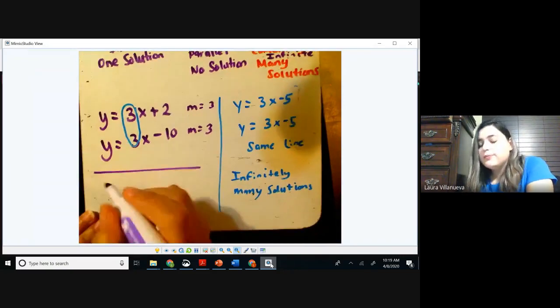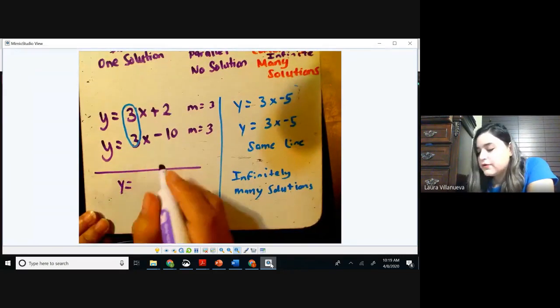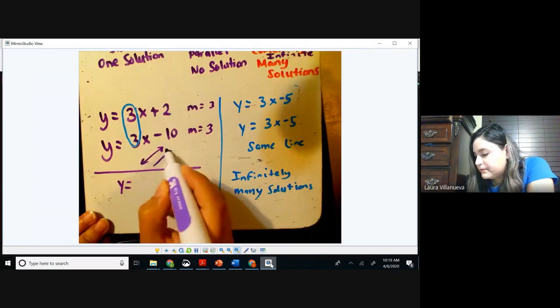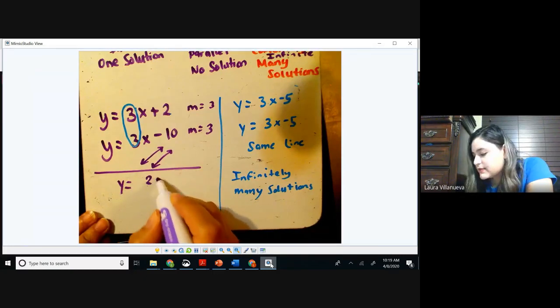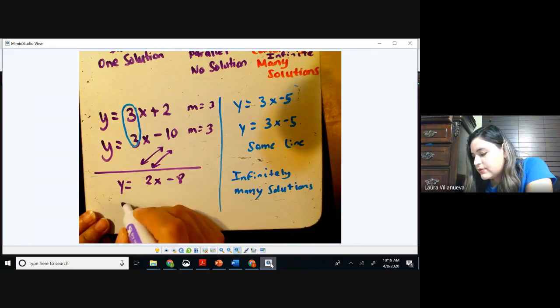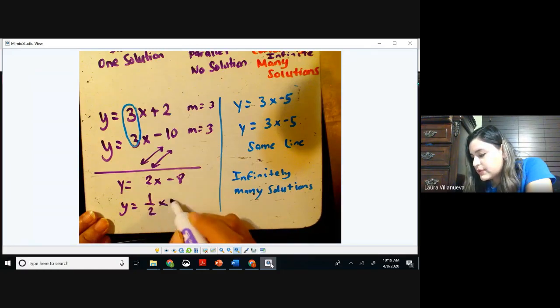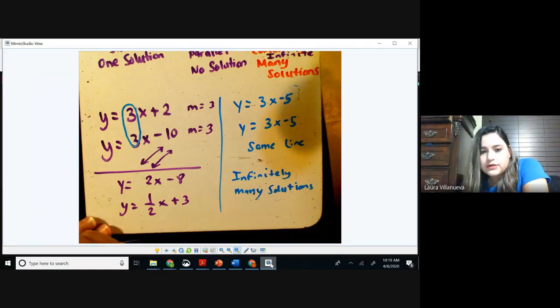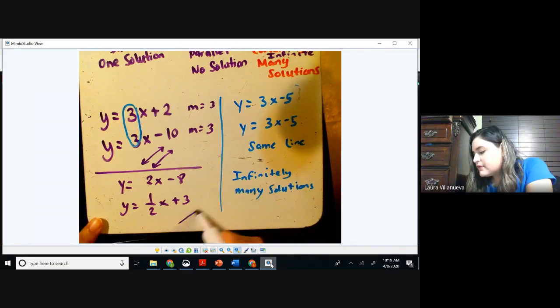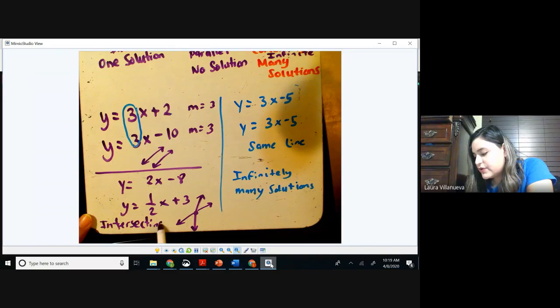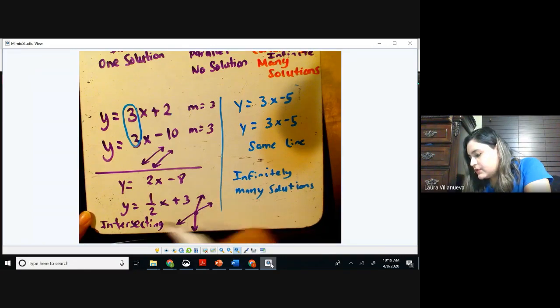If you have completely different lines, let's say you have y equals 2x minus 8 and y equals 1 over 2x plus 3. They're completely different. They do not have the same slope. They do not have the same b. They don't have the same anything. So if they don't have the same anything, that means that they are going to be intersecting. And if they are intersecting, how many solutions do they have? One. One solution.